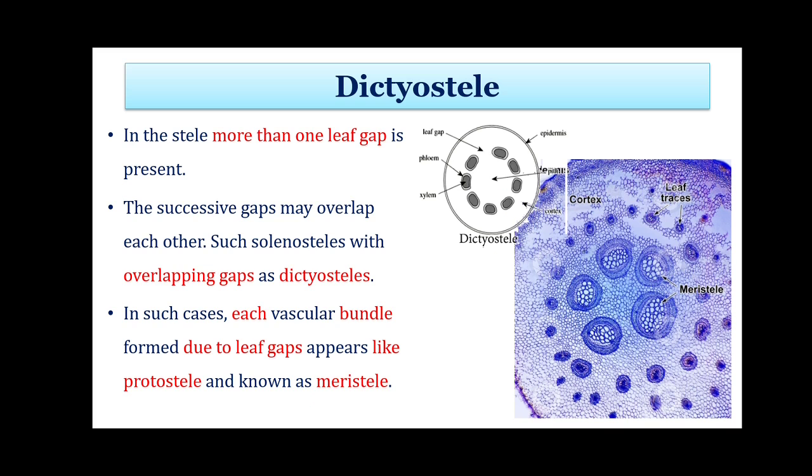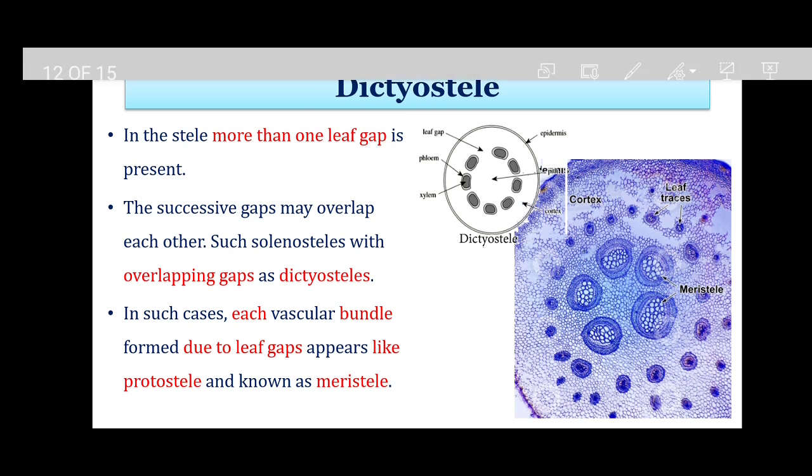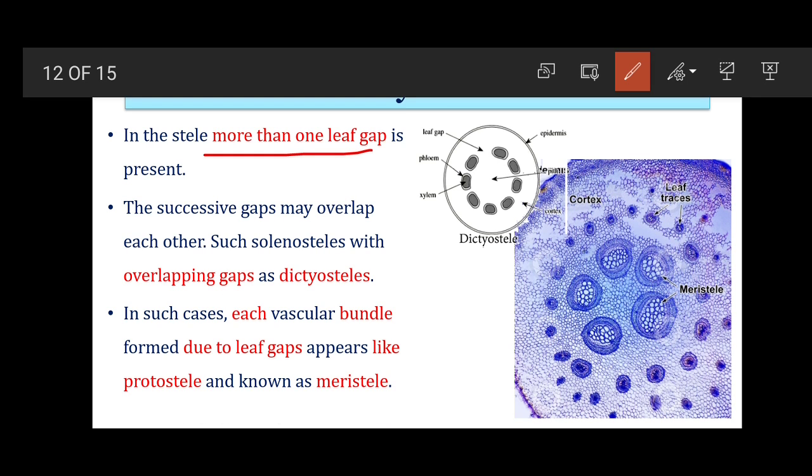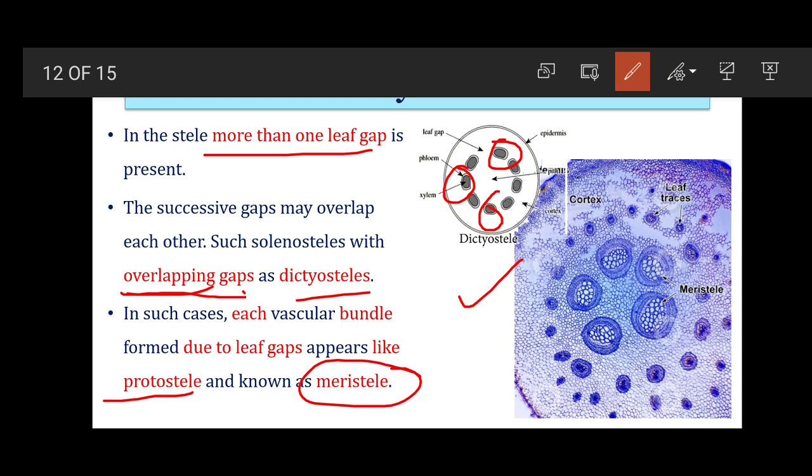Now later comes the dictyostele. Here more than one leaf gap is present. As you can see here, more than one leaf gap is present. If single leaf gap is present, then it is called as solenostele, but when more than one is present, then it is called as dictyostele. Here overlapping gaps are present, and because of such gaps, single bundles of vascular tissues are formed, and each of these vascular bundles looks like a protostele, and they are known as meristele. You can observe the actual meristele and the single vascular bundle in this diagram.